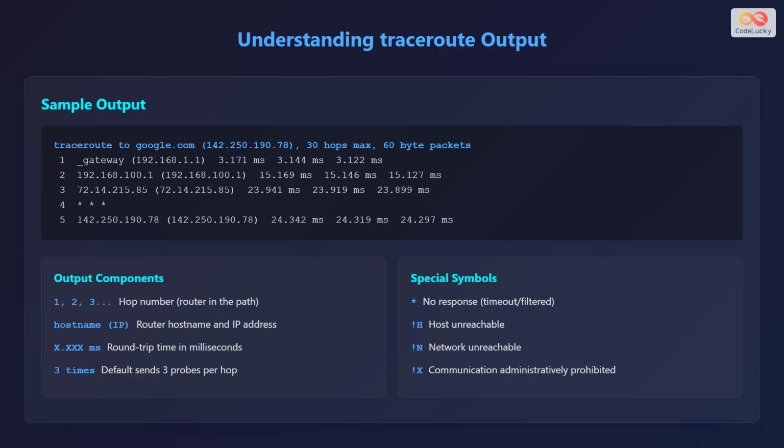Some special symbols that you might see include an asterisk, which indicates no response, timeout, or filtered. !H indicates host unreachable. !N indicates network unreachable. And !X means communication administratively prohibited.